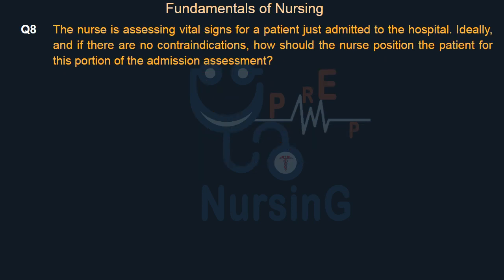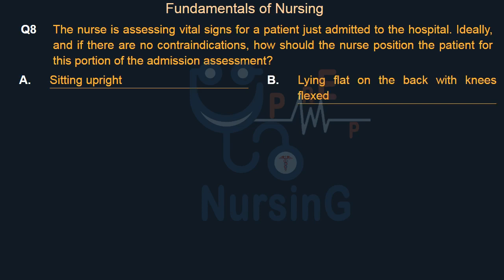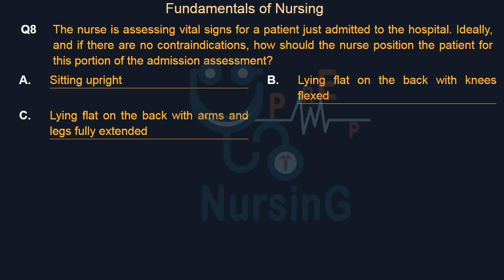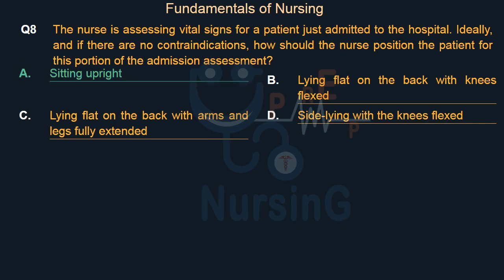The nurse is assessing vital signs for a patient just admitted to the hospital. Ideally, and if there are no contraindications, how should the nurse position the patient for this portion of the admission assessment? Option A. Sitting upright. Option B. Lying flat on the back with knees flexed. Option C. Lying flat on the back with arms and legs fully extended. Option D. Side lying with the knees flexed. Right answer is Option A.